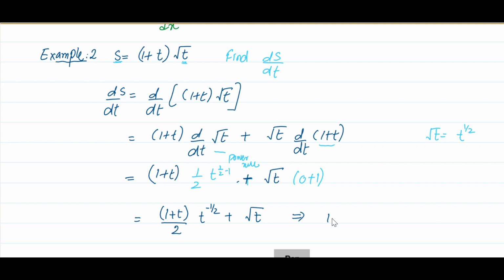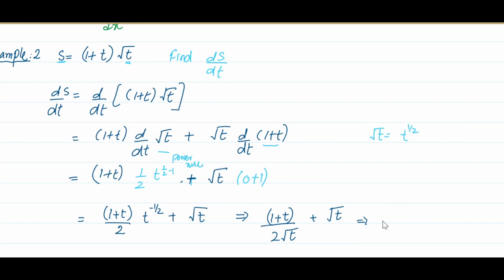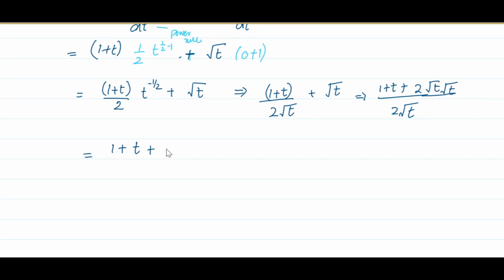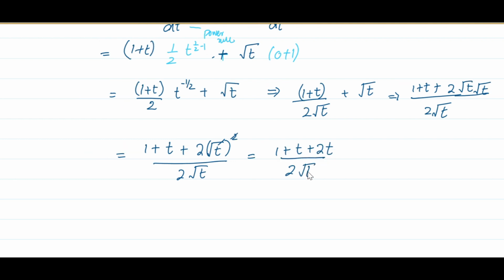And here we can take the LCM on both sides. After taking the LCM, you will notice that we have 1 plus t and 2 square root of t will multiply with the square root of t. It will be 2 times square root of t, which becomes 2 square root of t squared. And after simplification, you will have 1 plus 3t over 2 square root of t. That is your answer.